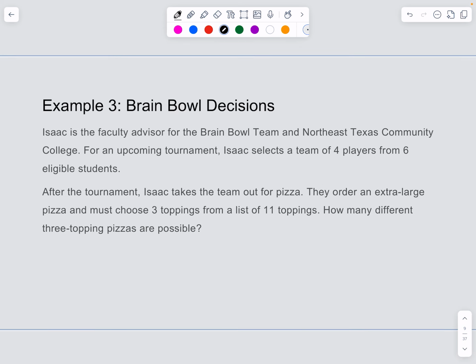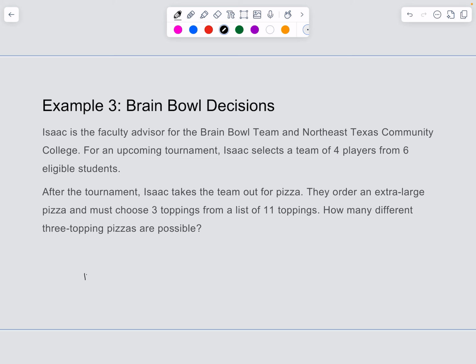Now, after the tournament, Isaac takes the team out for pizza. They order an extra large pizza and must choose 3 toppings from a list of 11 toppings. How many different 3-topping pizzas are possible? Now, it's important to remember the order doesn't matter in this situation, right? It doesn't matter if I choose pepperoni, sausage, and then peppers. Because that'll be the same if I chose peppers first and then sausage and then pepperoni last. They all make the same pizza, so the order doesn't matter in these, so we're going to continue using combinations.